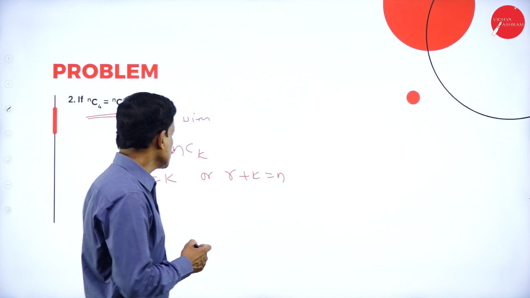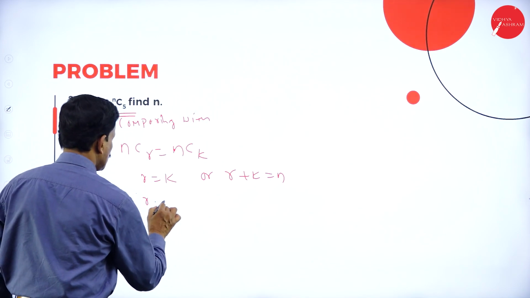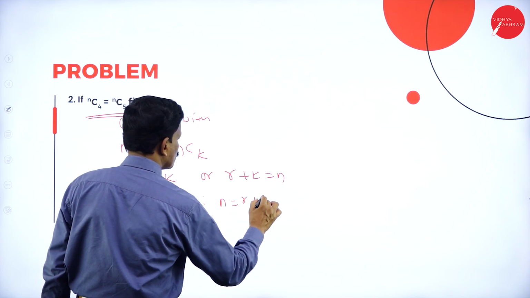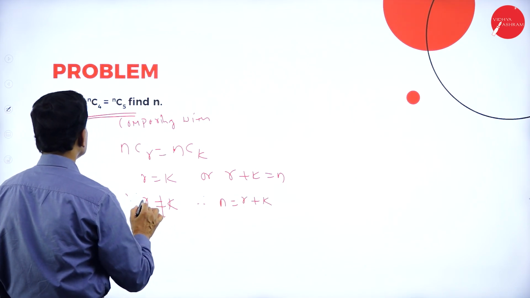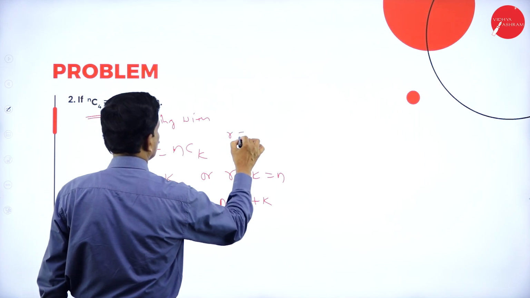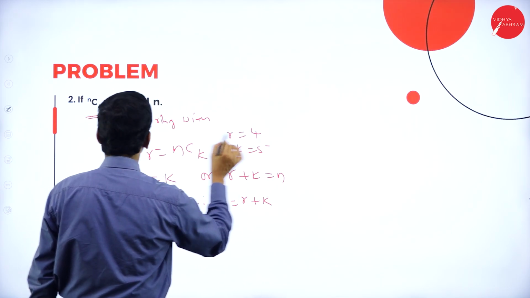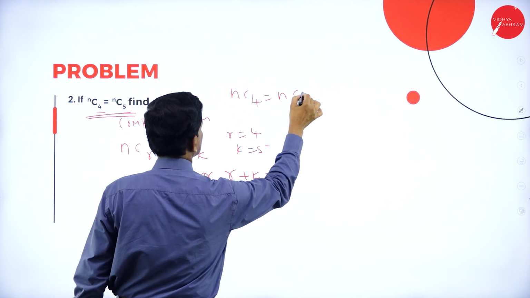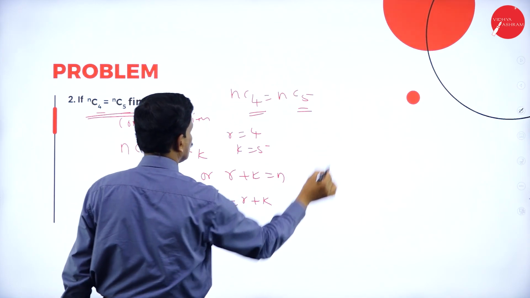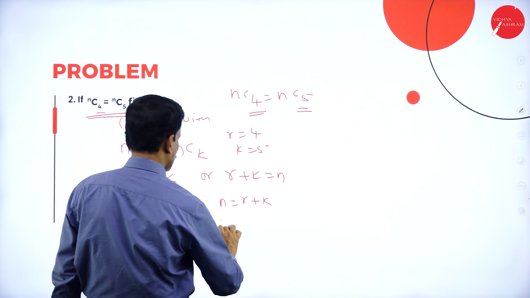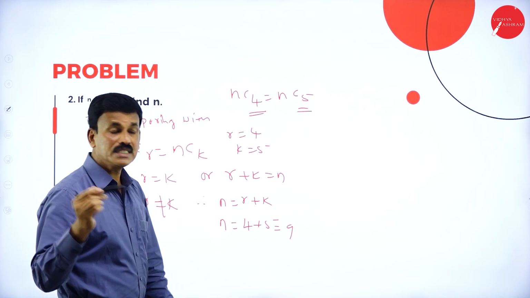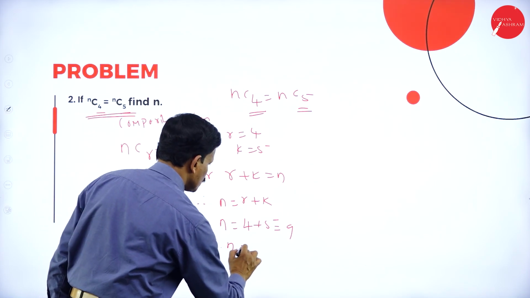Now here, since r is not equal to k, therefore n is equal to r plus k. Now what is r and what is k here? r is equal to 4 and k is equal to 5. So in nC4 is equal to nC5, r is equal to 4 and k is equal to 5. So therefore n is equal to 4 plus 5, that's equal to 9. So therefore the value of n is equal to 9.